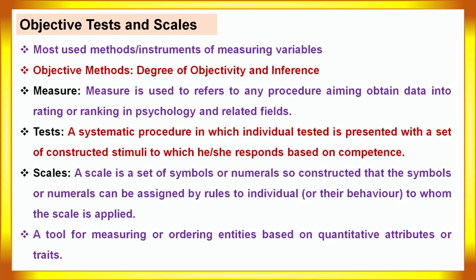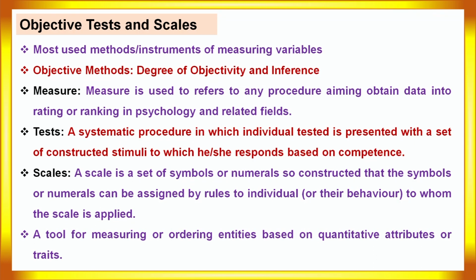So tests and scales are the most used methods in the social sciences for measuring variables. Now, what does a test mean? A test is a systematic procedure in which an individual is presented with a set of constructed stimuli, to which he or she responds based on competency.